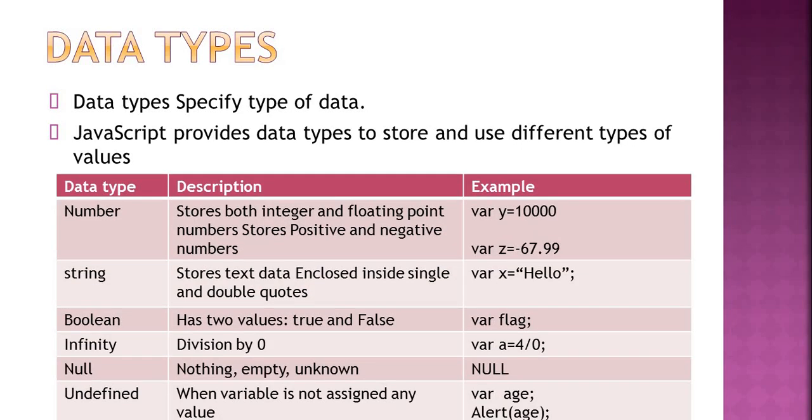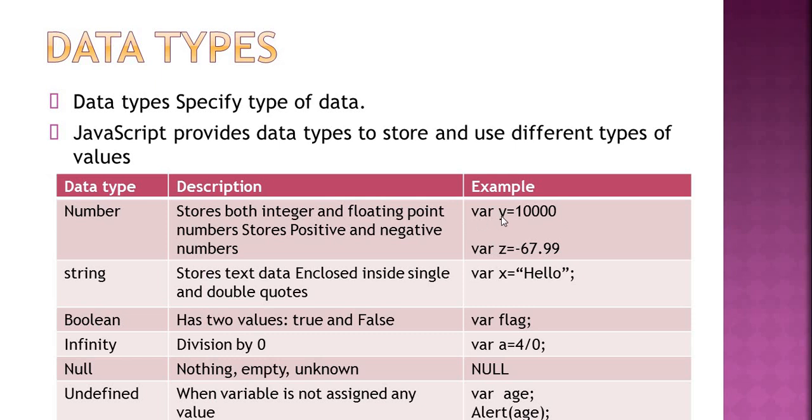Here in the table, we have some of the data types that are used in JavaScript. Let us have a look at them. The first one is number. Number data type can store integer and floating point numbers. It can store positive and negative. Now here, integer means numbers without a decimal point. Floating point means numbers with a decimal point.